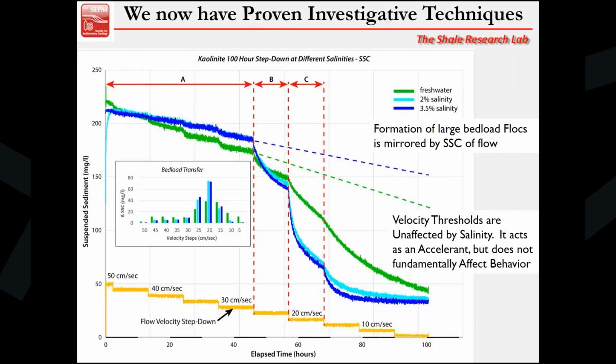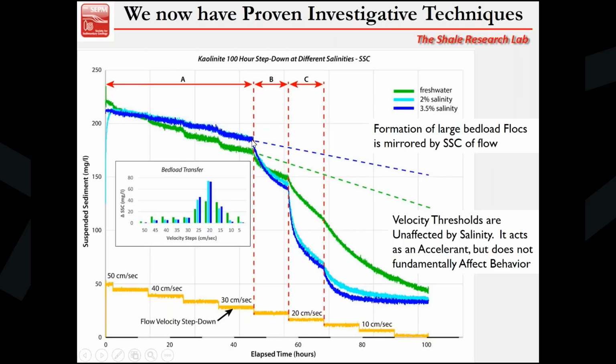But anyway, we have by now proven investigative techniques of how to study muddy systems. And this is an example of how we do this. We run experiments where we start at full suspension and then slowly step it down. Curves like this in part A of the diagram show simply sediment loss in the flume, in corners and nooks and crannies and so forth. That's inevitable. You can't build a flume that has no blind spots, or if you can, it's going to be bloody expensive.